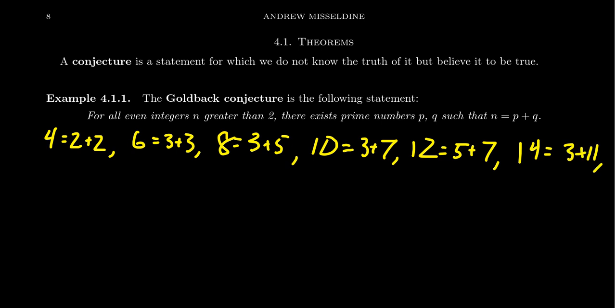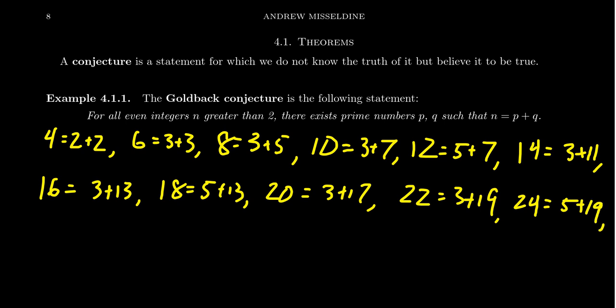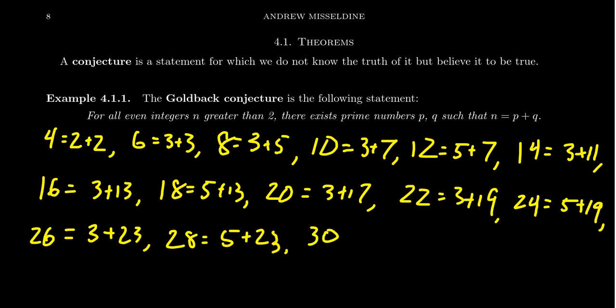And it could actually be more than one way to write it as a sum of prime numbers. We won't worry about that right now. Take 16. 16 is 3 plus 13. 18. 18 is 5 plus 13. 20. 20, we could do that as 3 plus 17. 22 would be 3 plus 19. We could do 24. 24 you could do as 5 plus 19. 26. Let's see, you could take 3 plus 23. And 28. You could do 5 plus 23. 30. You could do a 7 plus 23. Like so, and we keep on going, right? I'm going to stop here. I think that's plenty of examples to make a point, right?